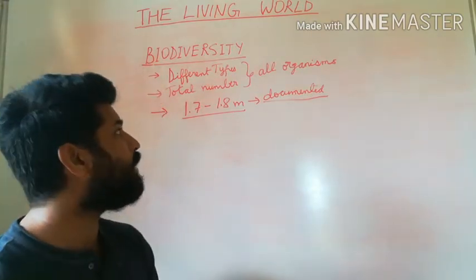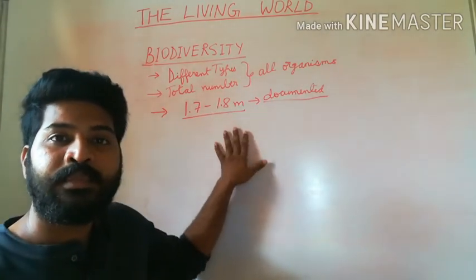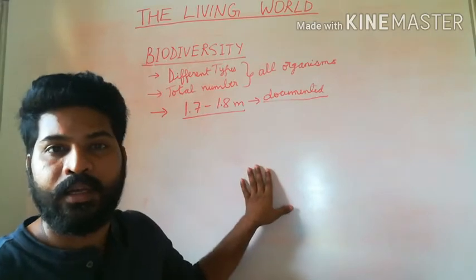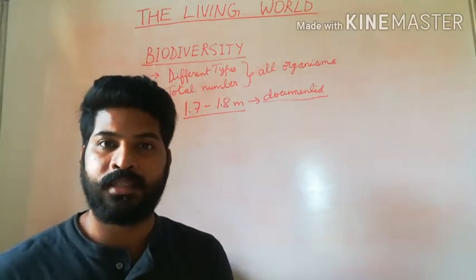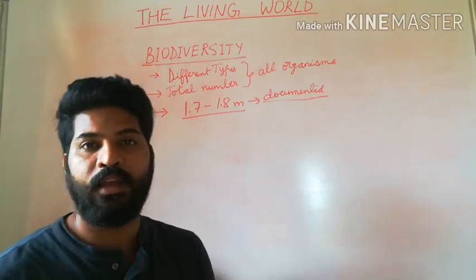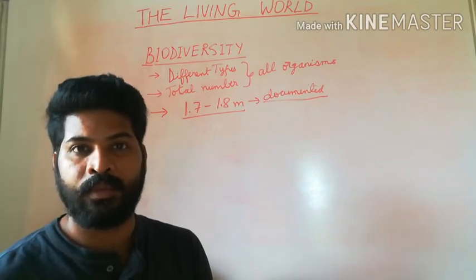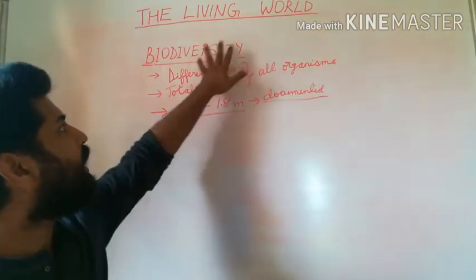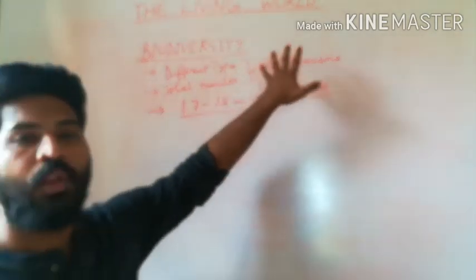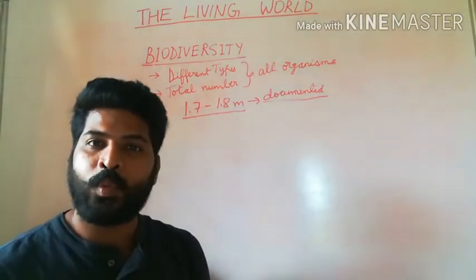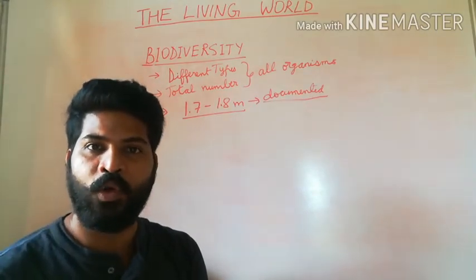It is estimated that another 5 to 6 million species are yet to be discovered, especially in oceans and seas. Every day new organisms have been identified and studied. That is the beauty of biodiversity. So it is the total number and different types of all organisms. The next question is, how do we study biodiversity? Let us look at that.